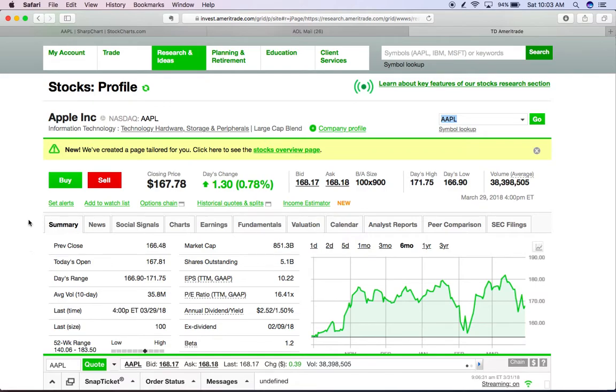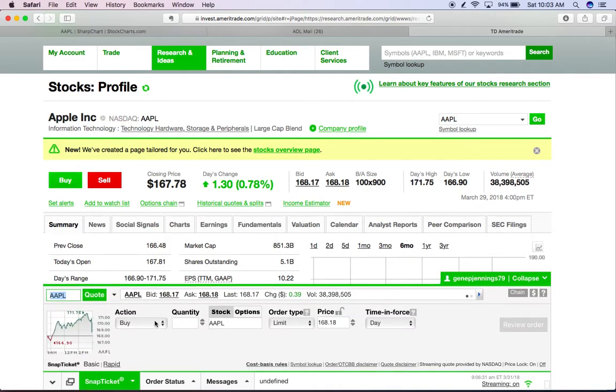You see the price, and of course they make it really easy for you. There's just a green buy button and a red sell button. So if you want to buy Apple, we're going to click buy and see how this order ticket pops up. You've got buy here, quantity, we'll just buy one, and then you've got the stock symbol here.